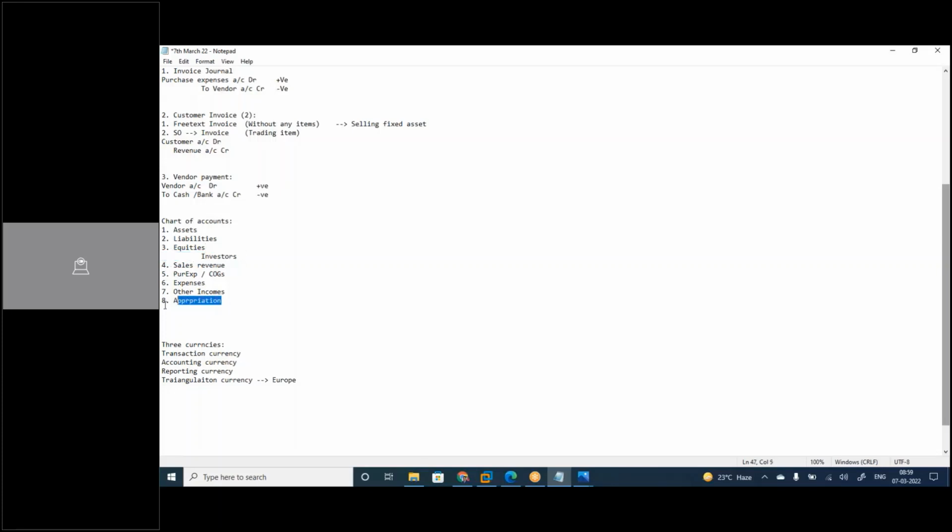Okay, in appropriation, there will be a lot. Suppose while doing foreign currency revaluation, realized gain and realized loss will be posted, as well as unrealized gain and unrealized loss.